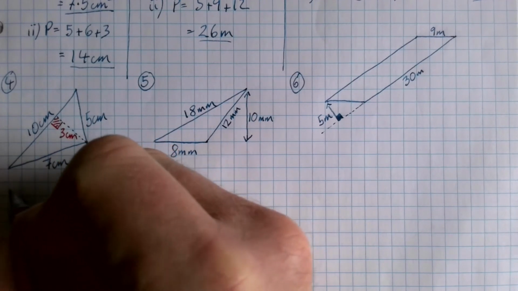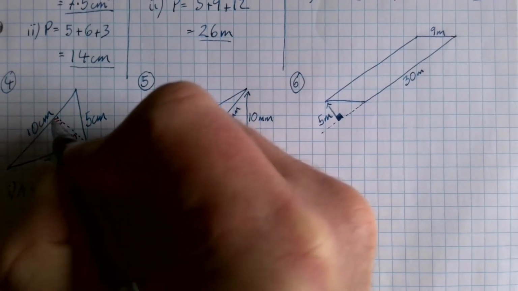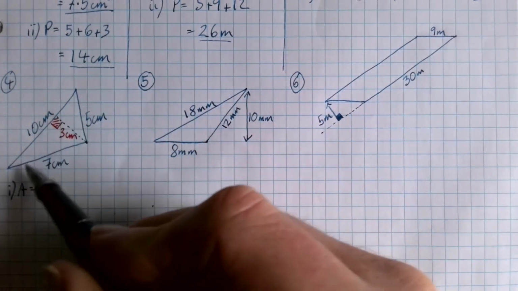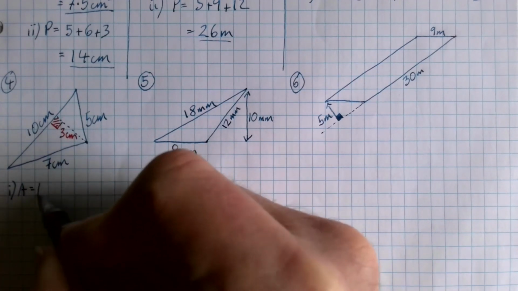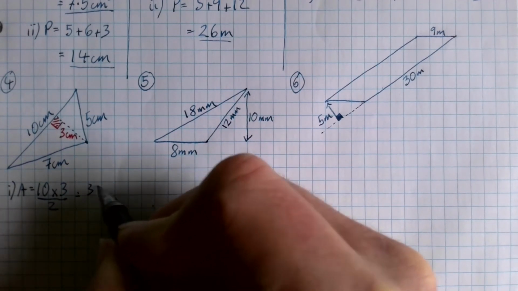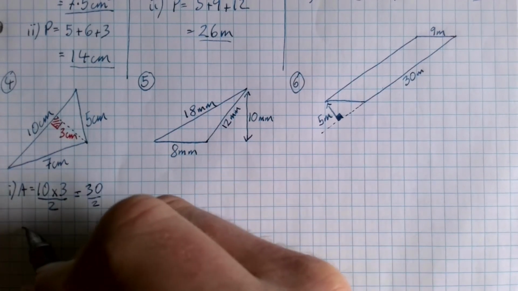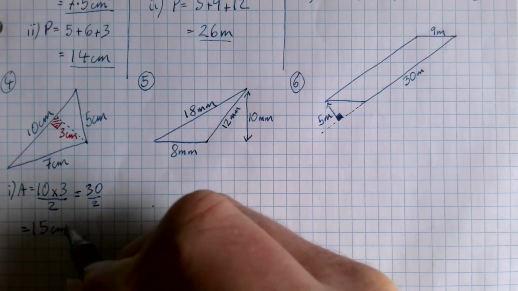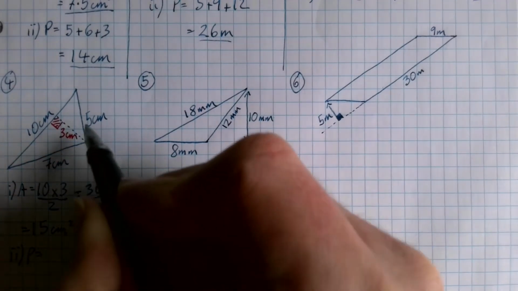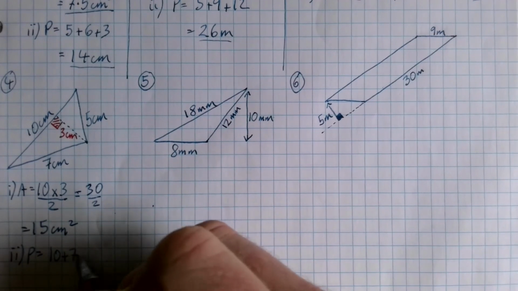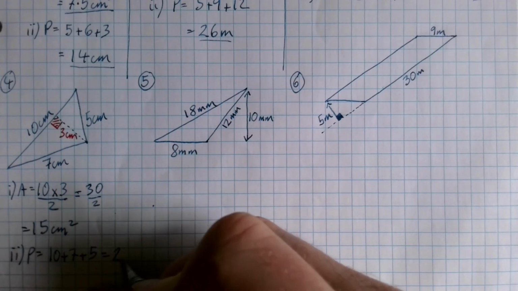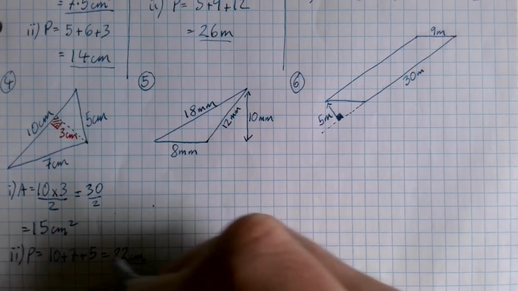And so the area for this one is going to be, the base is actually this one along here, because what we're looking for is 2 lengths that are at 90 degrees to each other. So that's the 10 and the 3. So it's 10 times 3 divided by 2, which is 30 divided by 2, which is 15 centimeters squared. And the perimeter is just the lengths round the outside. So 10 add 7 add 5, which makes 17 plus 5 is 22 centimeters.